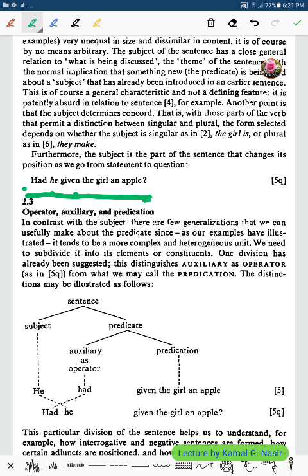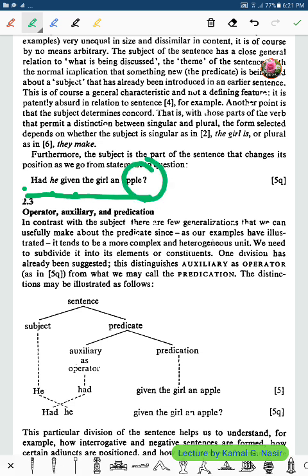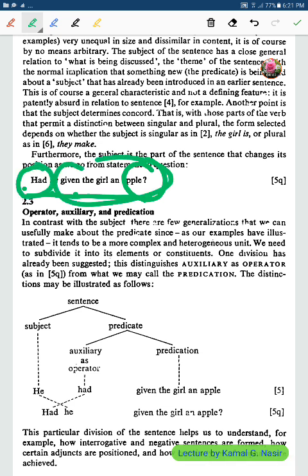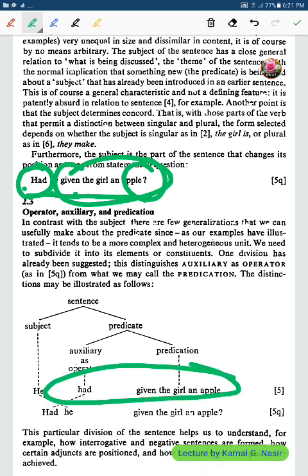This is a declarative sentence, and here is a question. Before it becomes a question, it was what? A declarative sentence. So, had he given the girl an apple? Mainly it was, he had given the girl an apple. What happened? Or where is the predicate? The predicate includes the verb had and what comes after. You see? So this is the predicate.